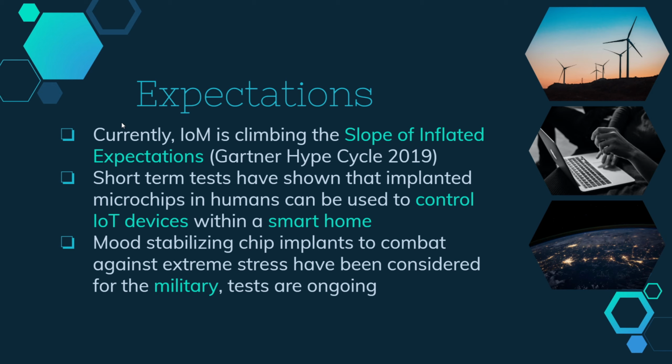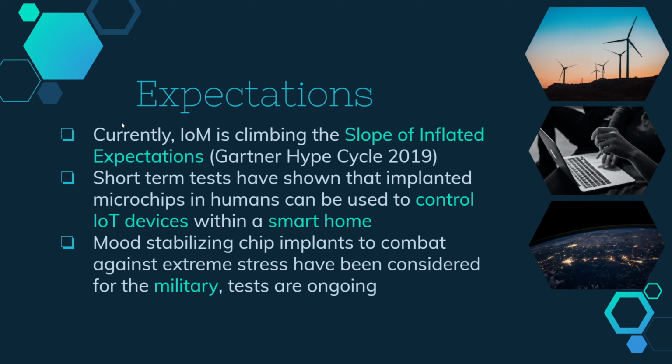Basically, we have two main examples of what IoM is heading towards. Firstly, we have microchips embedded in the hand between the thumb and the forefinger that allow a human being to control smart devices within a smart home. Which is to say, if you have an IoT light or an IoT fan, with a snap of your fingers, you can switch either of them on as you enter or switch them off as you exit the house.